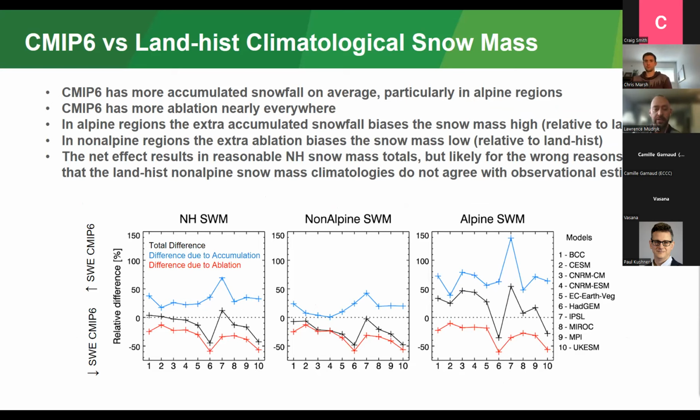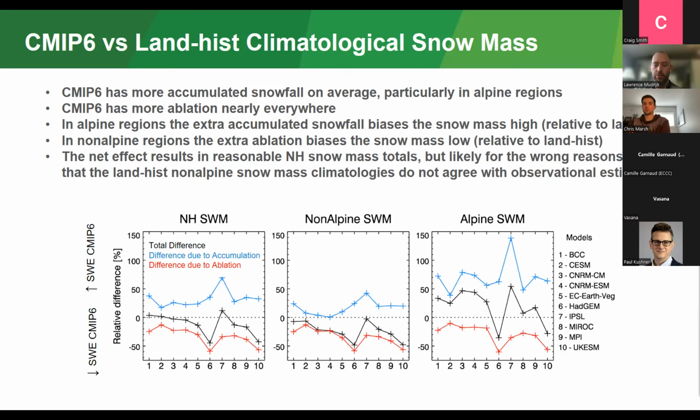We can also look on a model by model basis, where instead of showing spatial maps, I'm summing up the regional differences. And the same conclusions hold for almost all individual models that we've examined so far. I'm illustrating this on these plots where the relative difference in snow mass on the vertical axis is shown for each analyzed model on the horizontal axis. Model by model contributions to differences in accumulated snowfall are shown in the blue lines, and contributions from ablation are shown in red, with the net difference in black. Looking across the three plots at the blue lines, we see that for all models, the contribution due to differences in accumulated snowfall is positive, indicating increased snowfall accumulation in the coupled simulations compared to landhist. This is particularly true across alpine regions shown on the rightmost plot, where the snowfall accumulation is between 50 and 150% higher in the coupled runs.